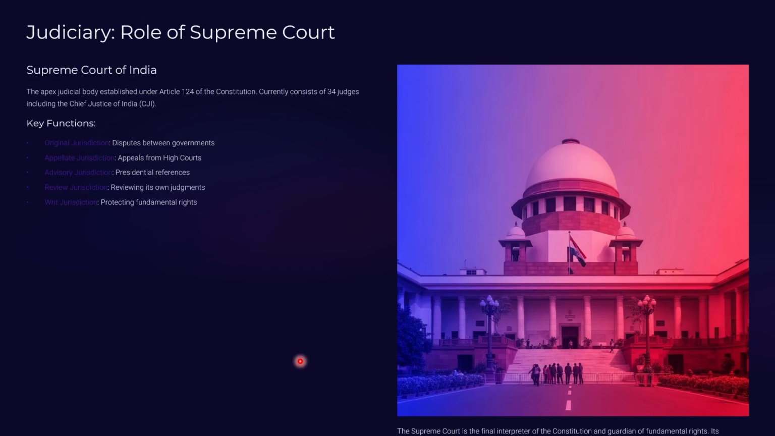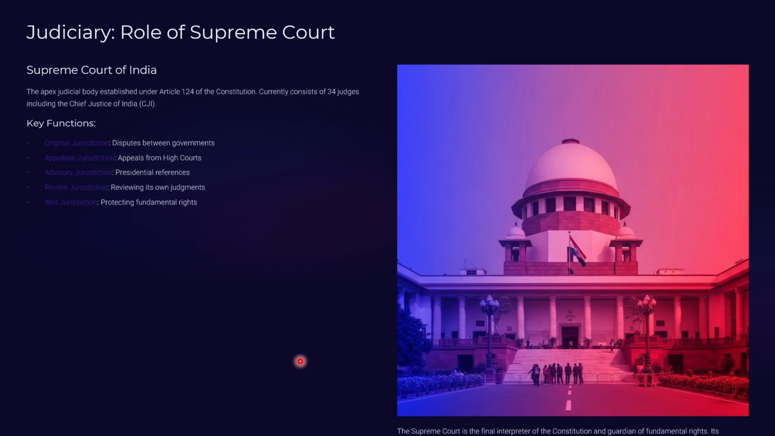So the Supreme Court of India is an apex judicial body established under Article 124 of the Constitution. Currently, the Supreme Court consists of 34 judges, including the Chief Justice of India, simply called the CJI. So, key functions of the Supreme Court.